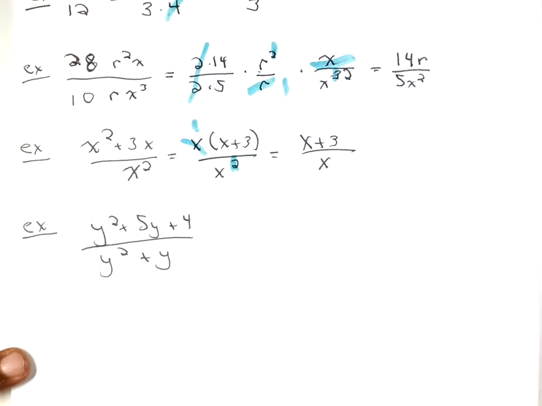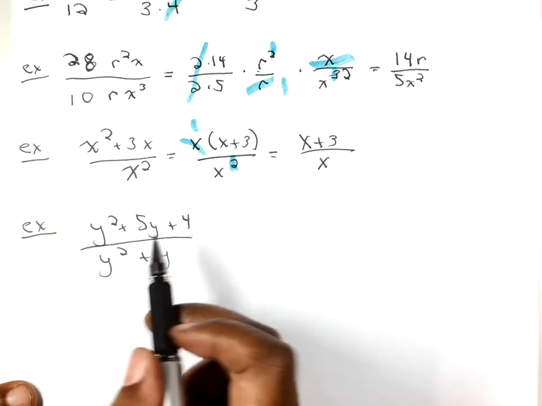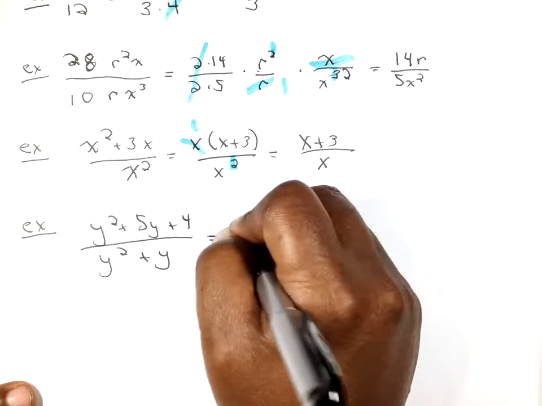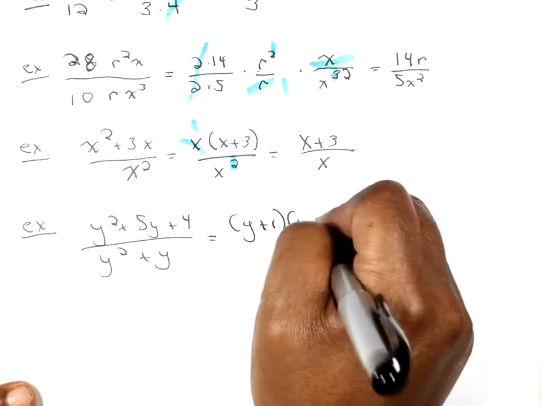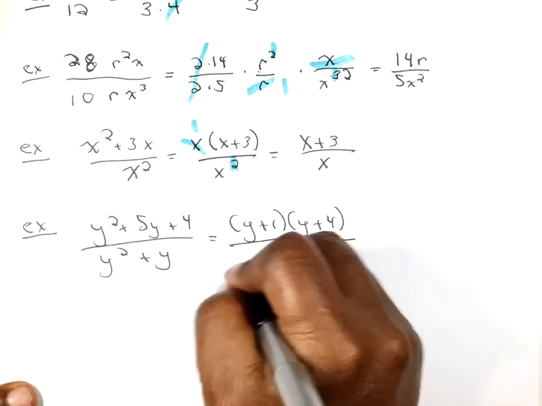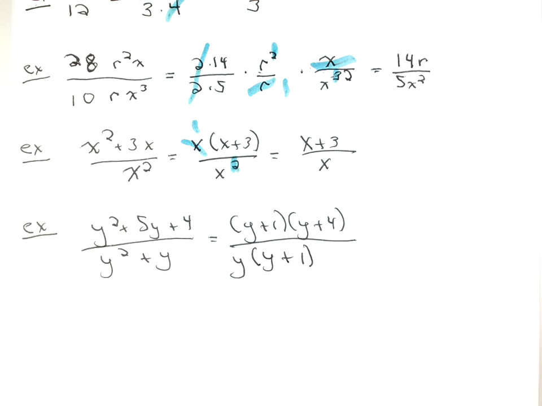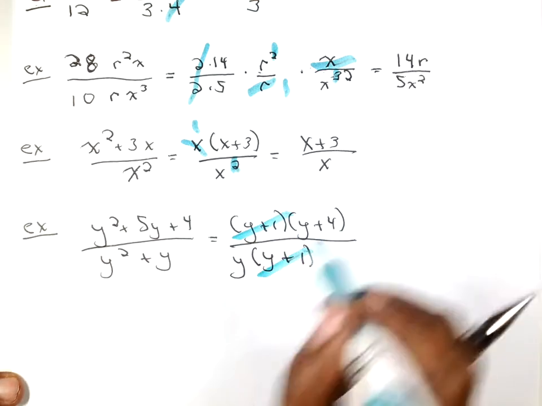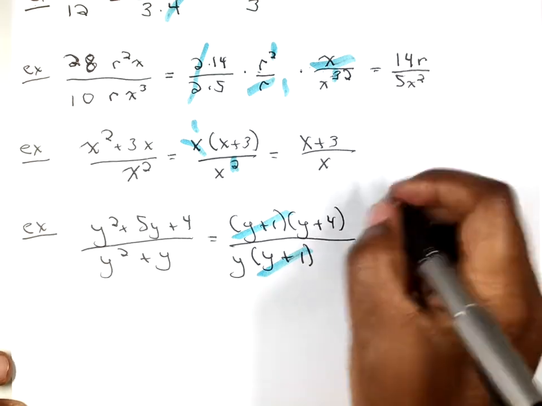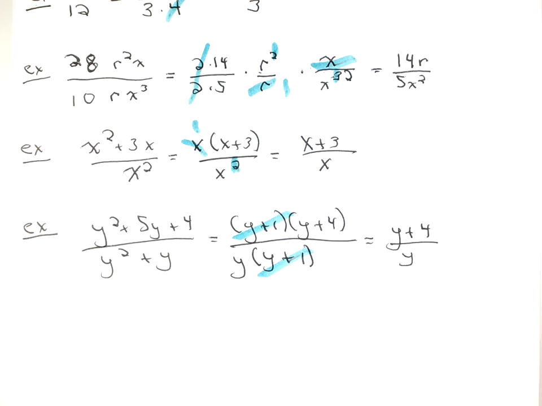Alright, our next example, I have y squared plus 5y plus 4 over y squared plus y. So here I need to factor both the numerator and the denominator. So y squared plus 5y plus 4 factors to y plus 1 times y plus 4. On the bottom, I can pull out the greatest common factor, so I can pull out a y, and I'm left with y plus 1. So this y plus 1 factor and this y plus 1 factor simplifies to a 1. And I'm left with y plus 4 over y, and that's as simplified as it can be, right?